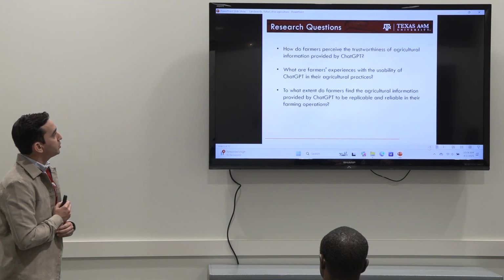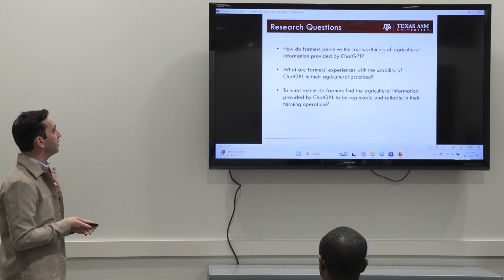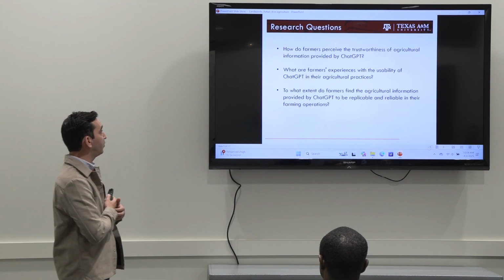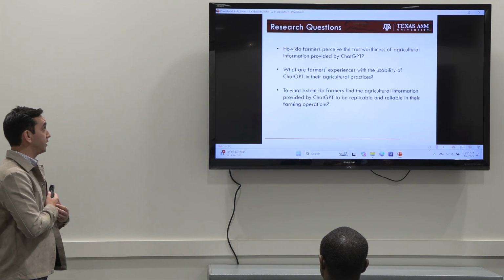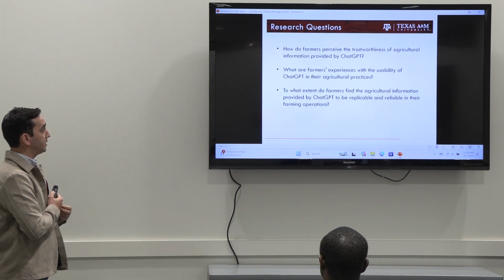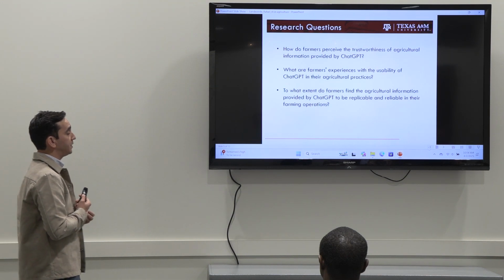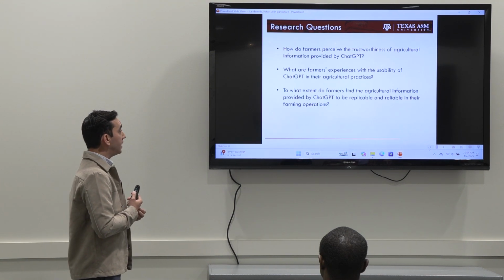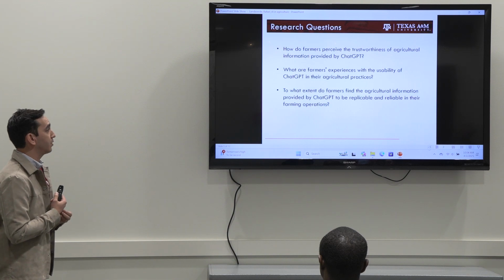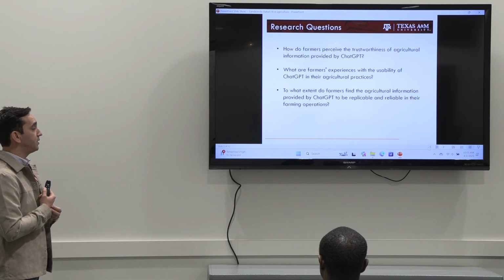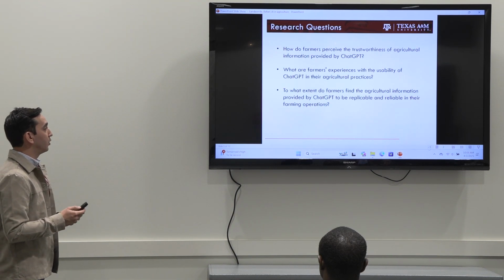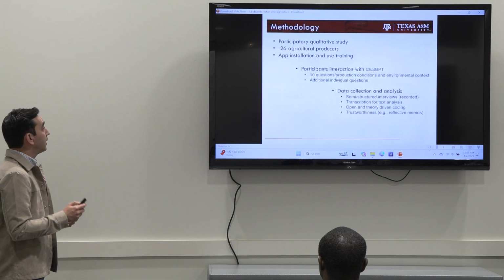So there were three research questions that guided our study. The first one was: how do farmers perceive the trustworthiness of agricultural information provided by ChatGPT? Second, what are farmers' experiences with the usability of ChatGPT in their agricultural practices? And to what extent do farmers find the agricultural information provided by ChatGPT to be replicable and reliable in their farming operations?